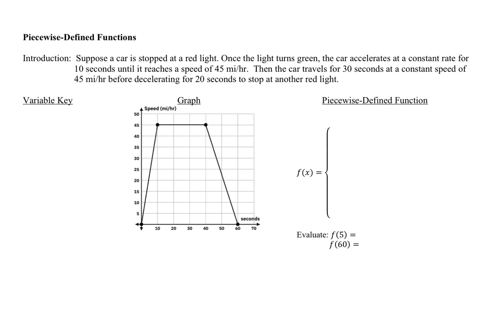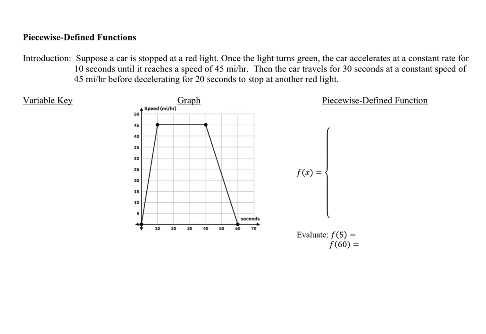Suppose a car is stopped at a red light. Once the light turns green, the car accelerates at a constant rate for 10 seconds until it reaches a speed of 45 miles per hour. Then the car travels for 30 seconds at this constant speed of 45 miles per hour before decelerating for 20 seconds as it comes to a stop at another red light.